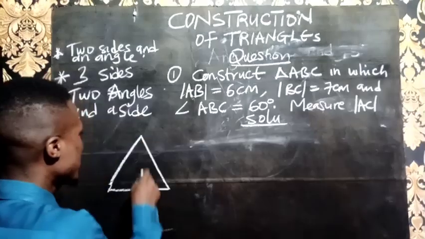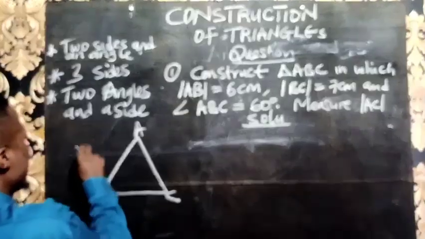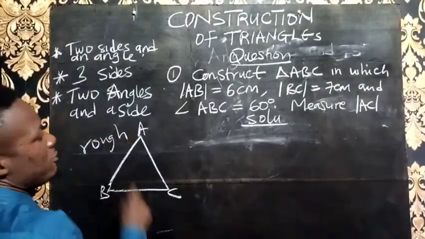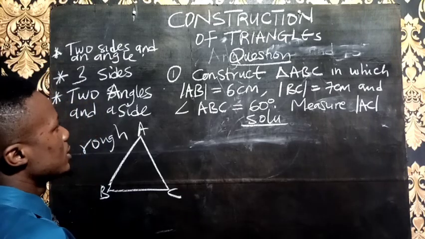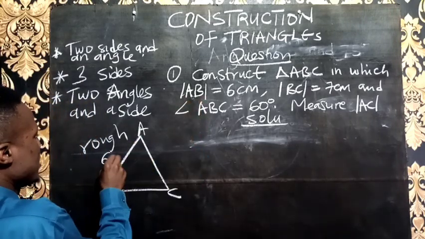I might decide to say A, B, C, for instance. Remember, I am calling this my rough. Now I'm told that AB is 6 cm. Which means here I write 6 cm.